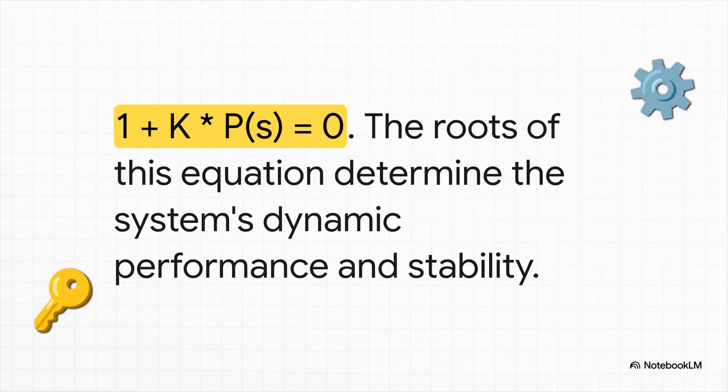The roots are the specific values of S that make this equation true for any given K, and their location on a graph tells us everything we need to know. Is the system stable? How fast will it respond? Will it oscillate? It's all in there.